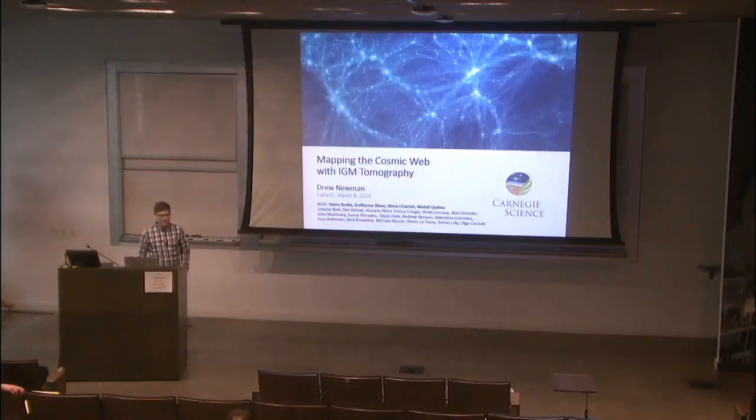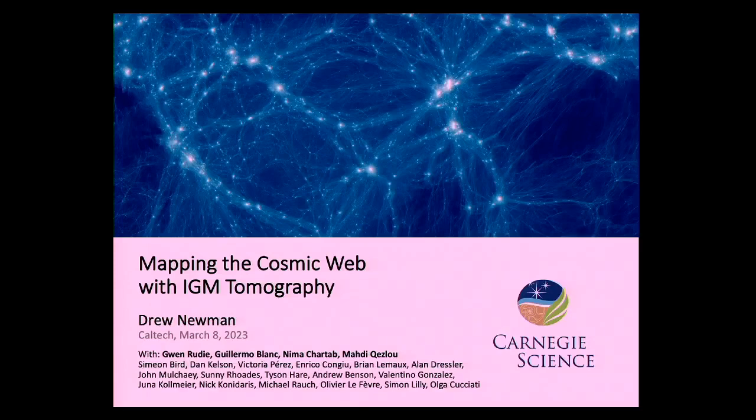What I thought I would spend this colloquium talking about is a project that I started about 5 years ago using the Magellan telescopes in Chile that Carnegie operates. The goal of this project was to start making maps of the cosmic web around redshifts of 2 to 3 using a fairly new technique called IGM Tomography that I think is really exciting.